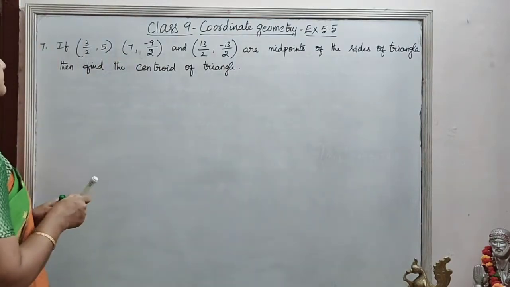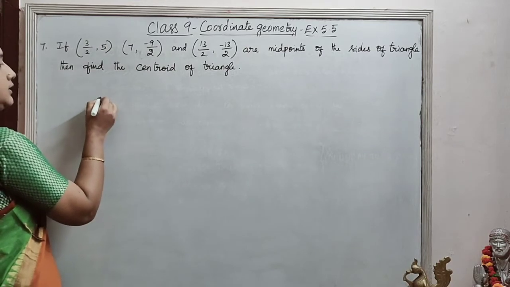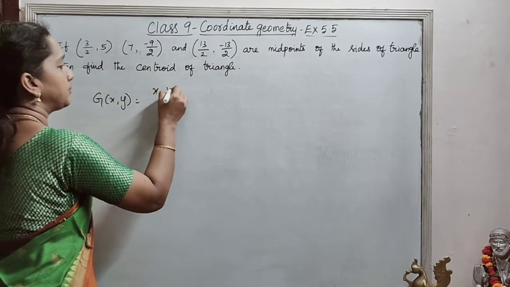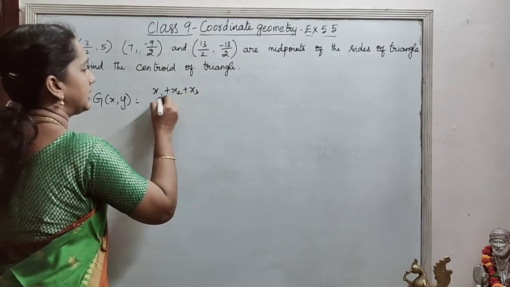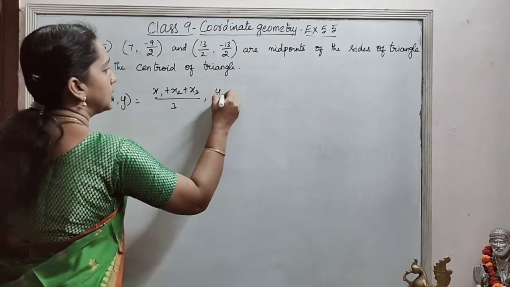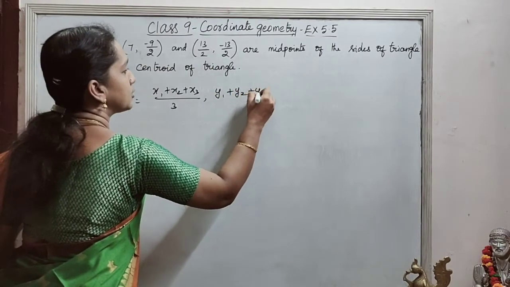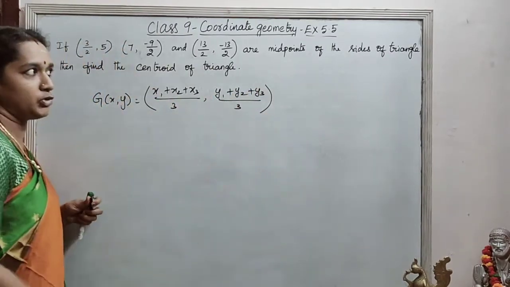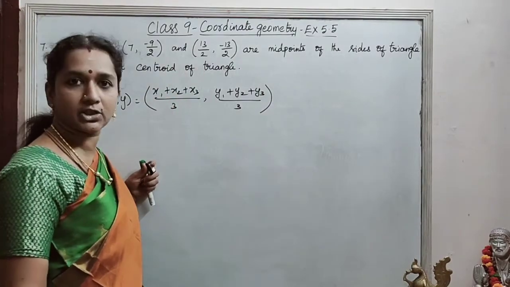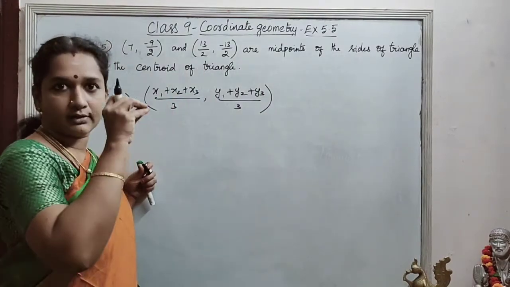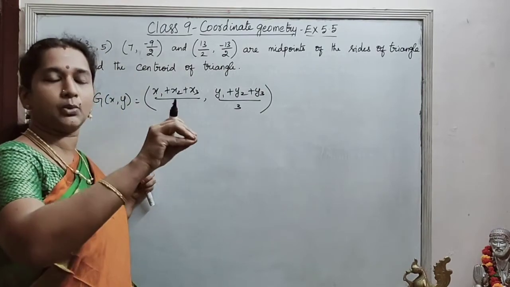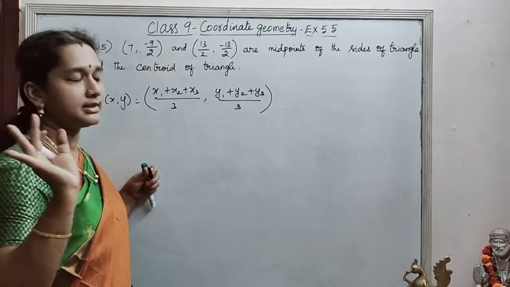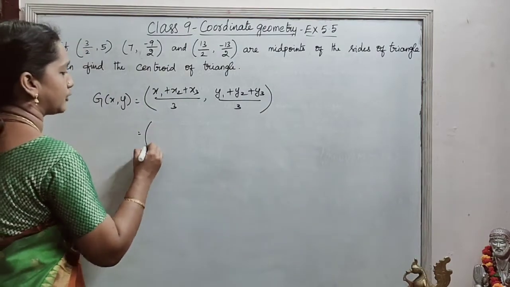So G x comma y is equal to x1 plus x2 plus x3 by 3 comma y1 plus y2 plus y3 by 3. Both the centroids are the same. When we join the midpoints of the sides of the triangle, whatever centroid we get is equal to the centroid of the original triangle. Both the centroids are the same, so we are using the same formula.